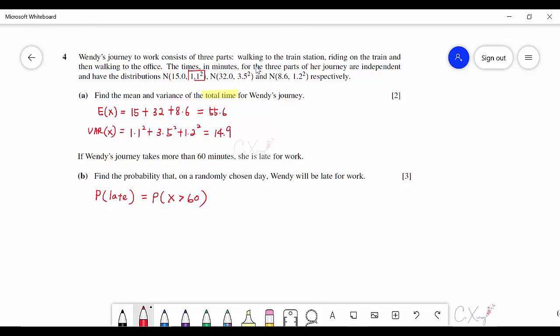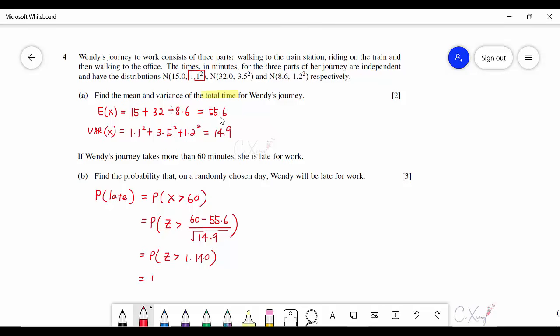Okay, so more than 60 means that she's late to work. Since it is a normally distributed variable, you need to standardize it, become z, which is 60 minus the mean. The mean we calculated in part 1 just now is 55.6, divided by the standard deviation, so the standard deviation will be square root of 14.9. Then from here you get the value z greater than 1.140.